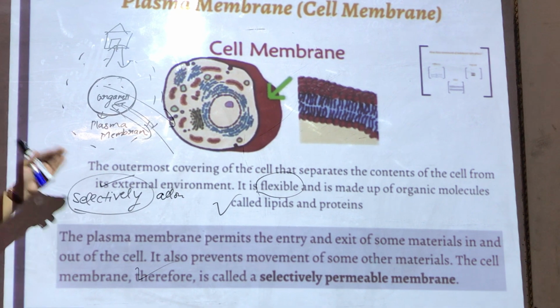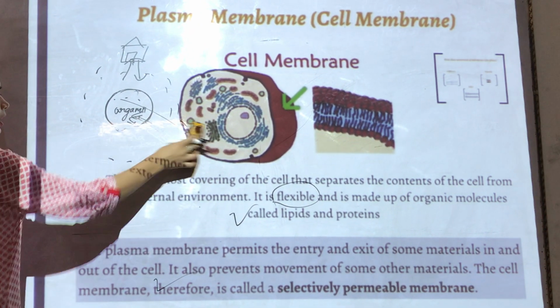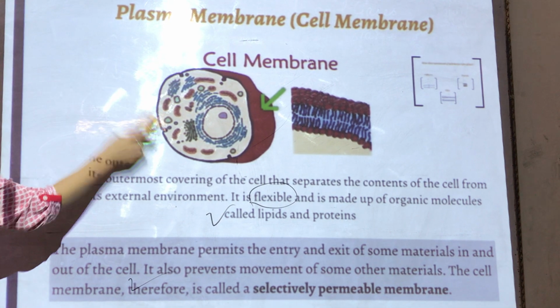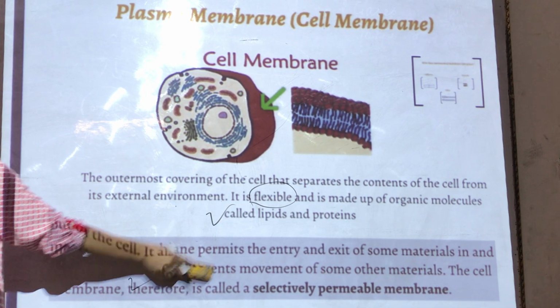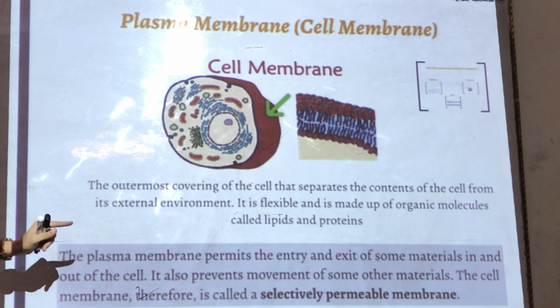So why is the plasma membrane called a selectively permeable membrane? Because it allows the entry and exit of specific materials in and out of the cell. That is why it is known as the semi-permeable membrane.